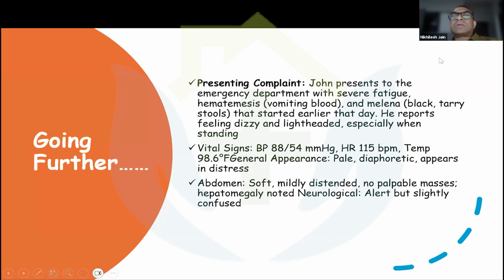So the presenting complaints were, John presents to the emergency department with severe fatigue, hematemesis, that is, he was vomiting blood, and melena, black tarry stools, which started earlier that day. He reported feeling dizzy and lightheaded, especially when standing. Vital signs included a BP of 88 by 54 mm of mercury, heart rate of 115 beats per minute, temperature of 98.6 degrees Fahrenheit. General appearance was pale, diaphoretic, and in distress. Abdomen was soft, mildly distended, no palpable masses. Patient had a notable hepatomegaly, neurologically alert but slightly confused.